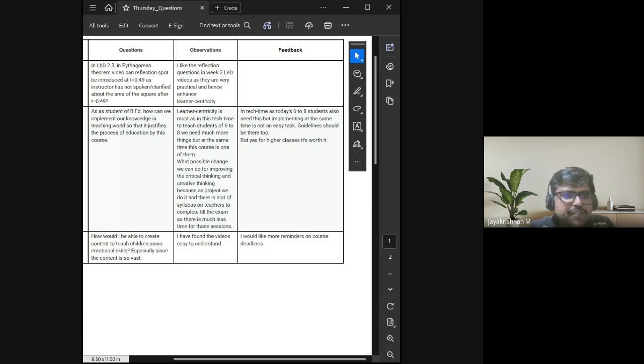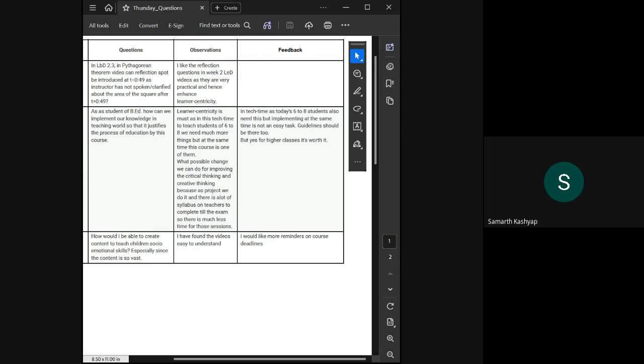Samat, if you could read the observation that the learner has made. The observation is learner centricity is a must, as in this tech time to teach students of 6 to 8, we need much more things. But at the same time, this course is one of them. What possible change can we do for improving critical thinking and creative thinking? Because as a project, we do it. And there is a lot of syllabus on teachers to complete till the exam. So there is much less time for these sessions.